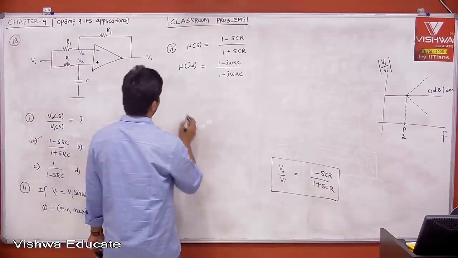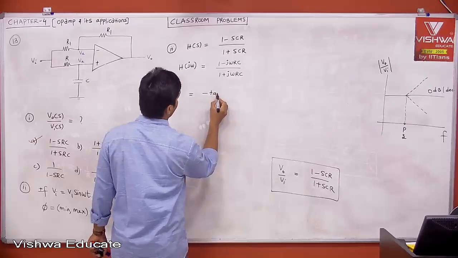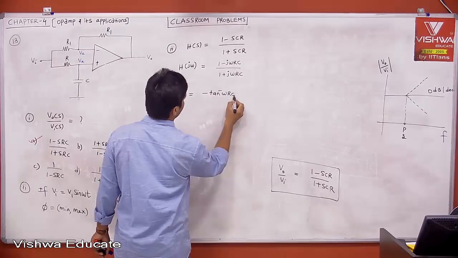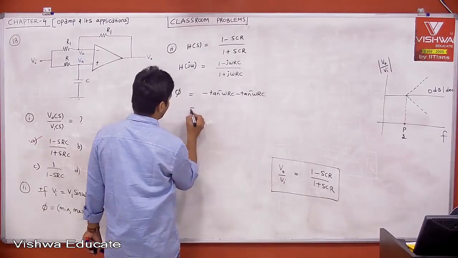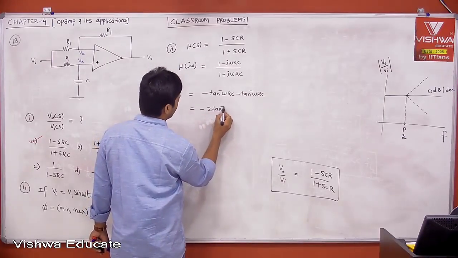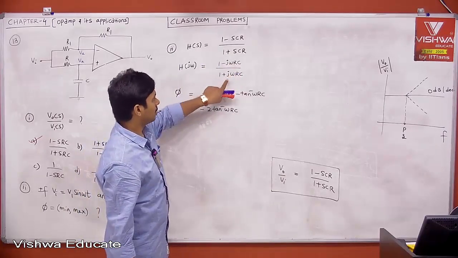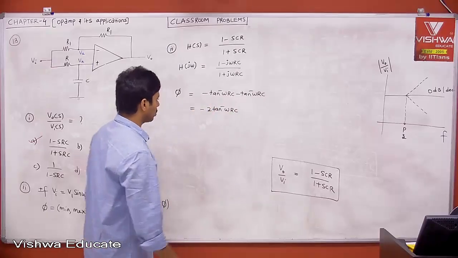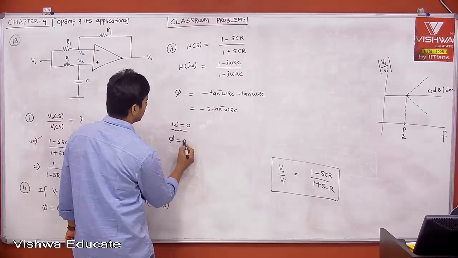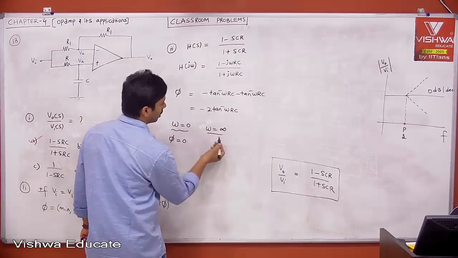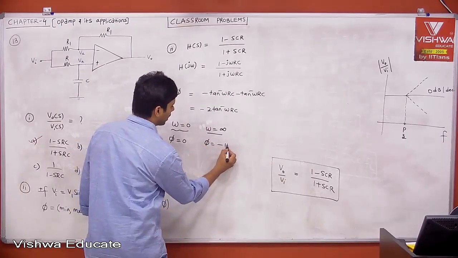Okay. Now what is the phase? Then the phase angle is equal to minus tan inverse omega RC minus tan inverse omega RC, which is nothing but minus 2 tan inverse omega RC. Right? Therefore, tell me, when omega is equal to 0, what is your phi? Phi is equal to 0. When omega is equal to infinity, tan inverse infinity is 90, 2 into 90 is 180, so minus 180. Therefore this is minus pi.